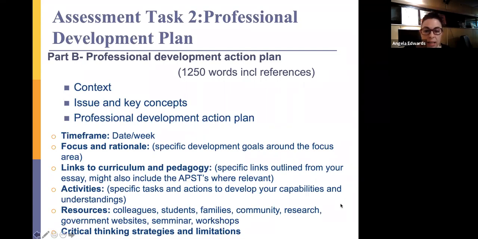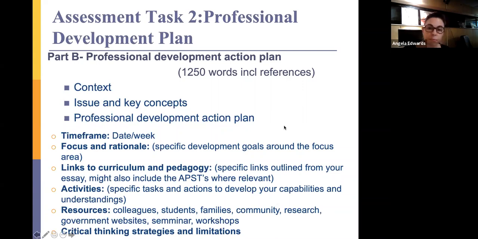So the last one is critical thinking strategies and limitations. So we've touched on this in this session. This is where, again, you would refer to this week's readings and beyond if you wish as well. But we really do need to see a definite engagement in the unit readings that are both in our unit readings and also in your weekly learning guides as well. So you would refer to those.